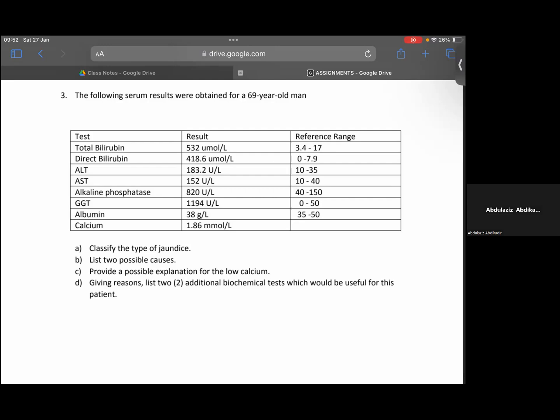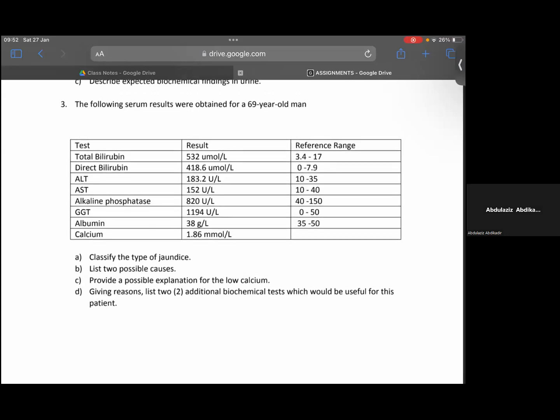Why is the calcium like that? I've told you that you have learned of vitamin D metabolism, so you should get the gist of how it goes.